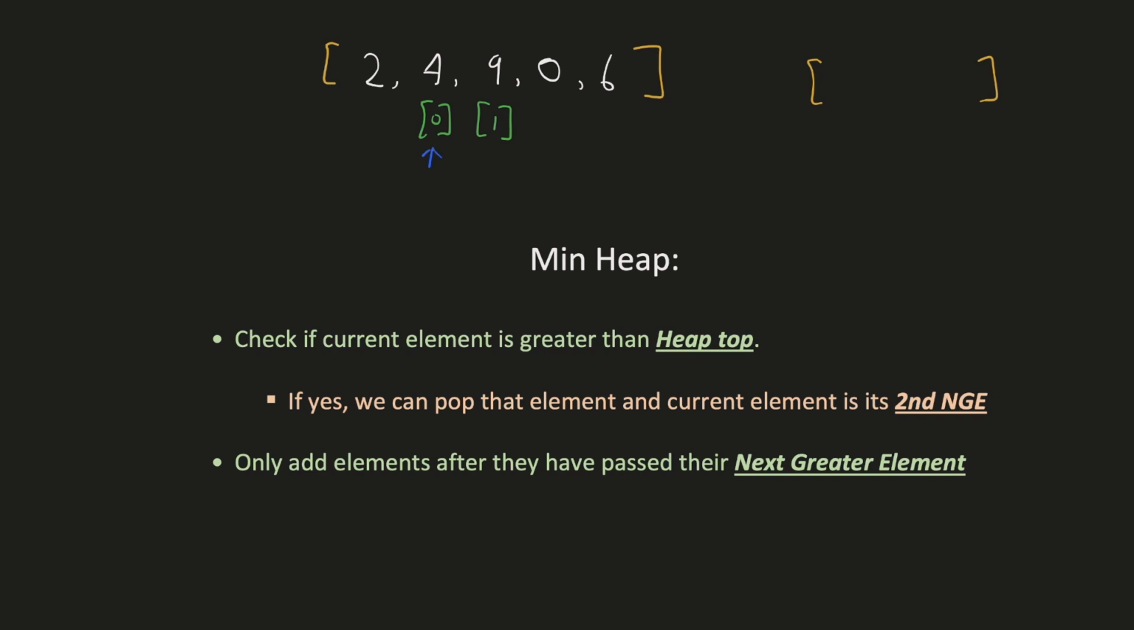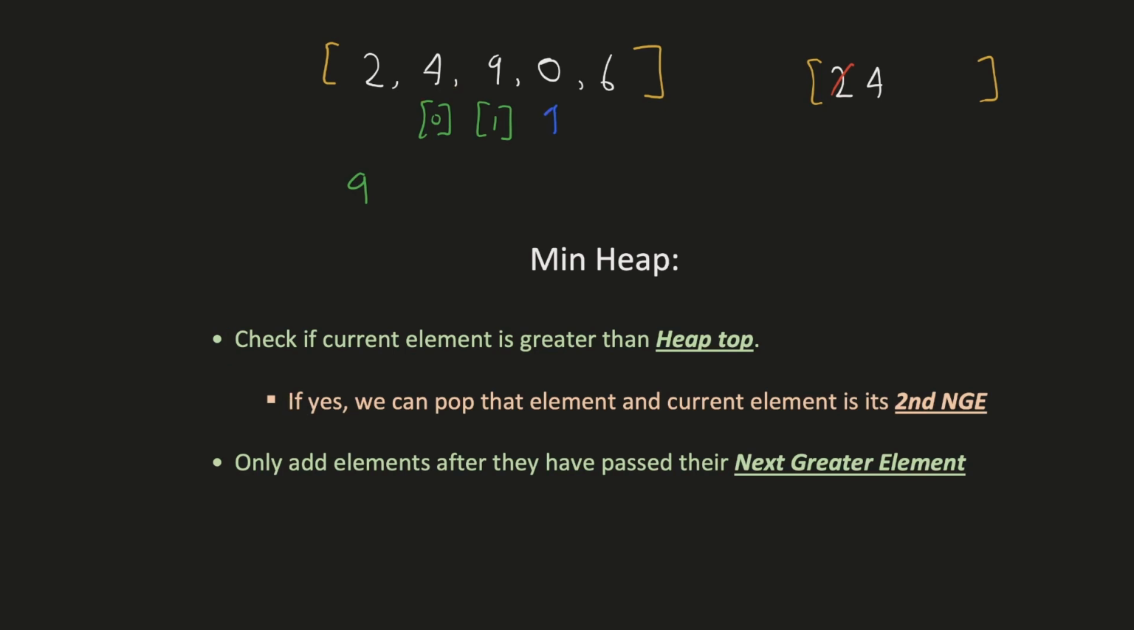Our next number is 4 and our heap is empty, so we won't be doing anything with it. 4 is the next greater element for 2, so we'll add 2 to our heap. For our next element 9, we'll compare it with the topmost element of the heap and check if it is greater than it. As 9 is greater than 2, we'll pop 2 from our heap and 9 would become the second greater element of 2. Now we'll add all the elements for which 9 is the next greater element. 9 is the next greater element of 4, hence we'll add it to our main heap.